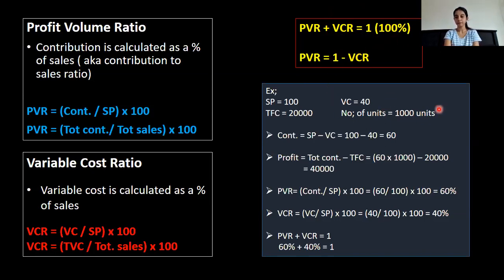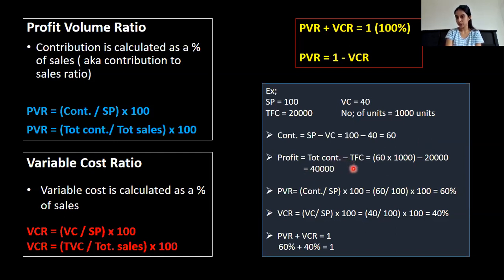And then let's have a look at this example. Selling price is given as 100, total fixed cost is given as 20,000, variable cost is given as 40, number of units are given as 1000 units. So how do we calculate the contribution? Difference between selling price and variable cost. 100 minus 40 is 60 here. And how do we calculate the profit? Total contribution minus total fixed cost. We have the unit contribution, so this into number of units will give you the total contribution. That minus total fixed cost, which is given here.